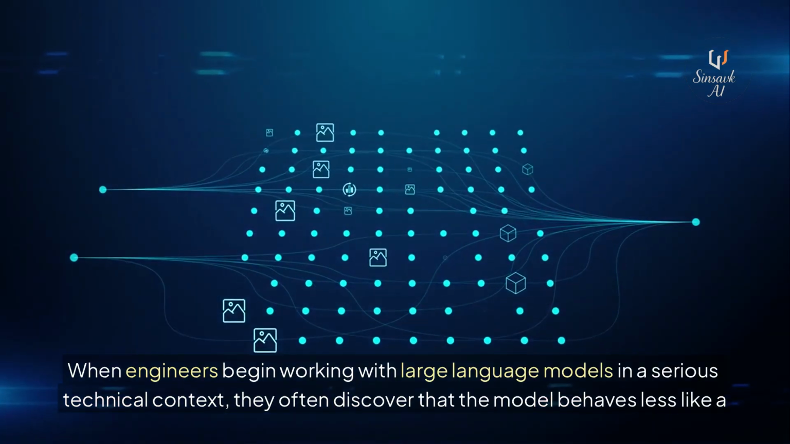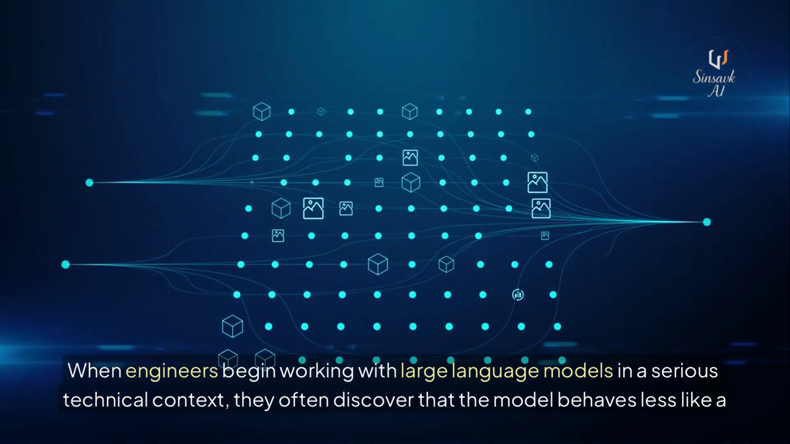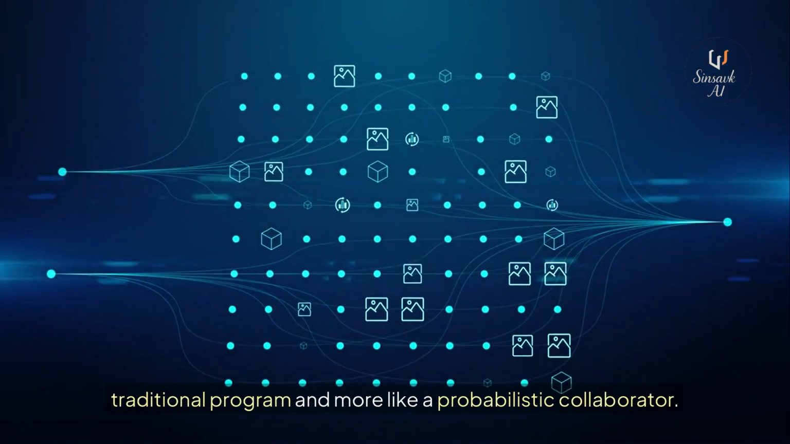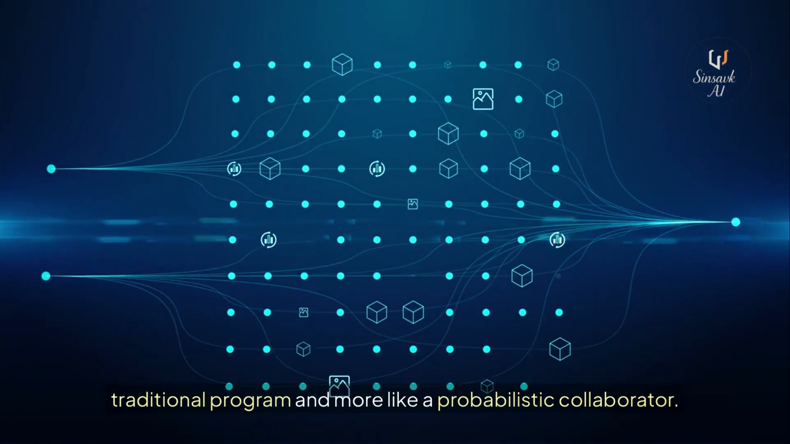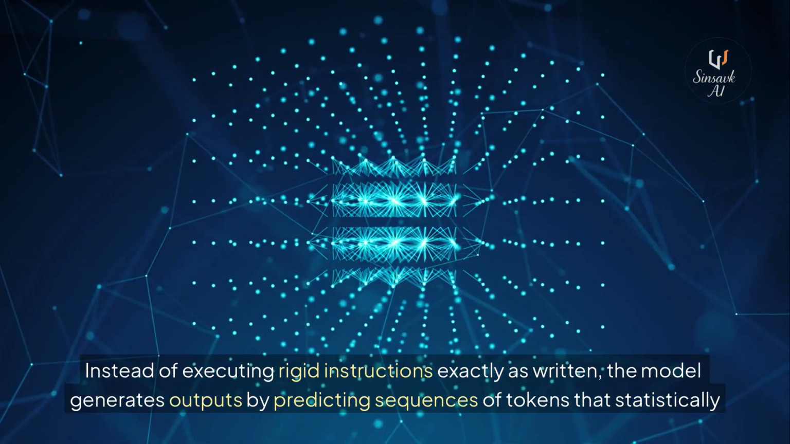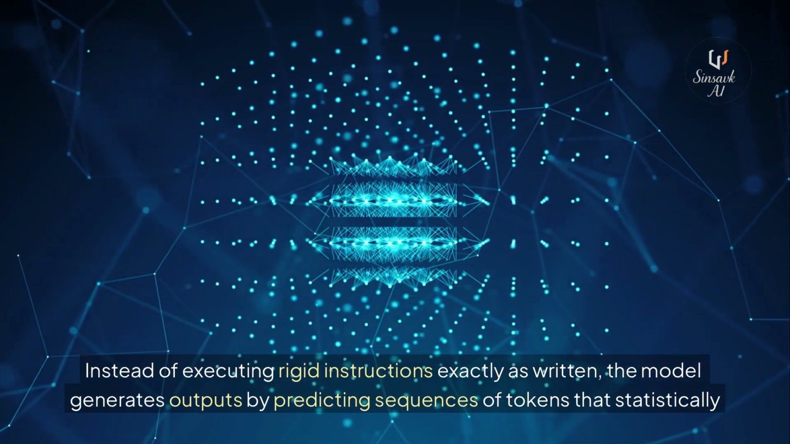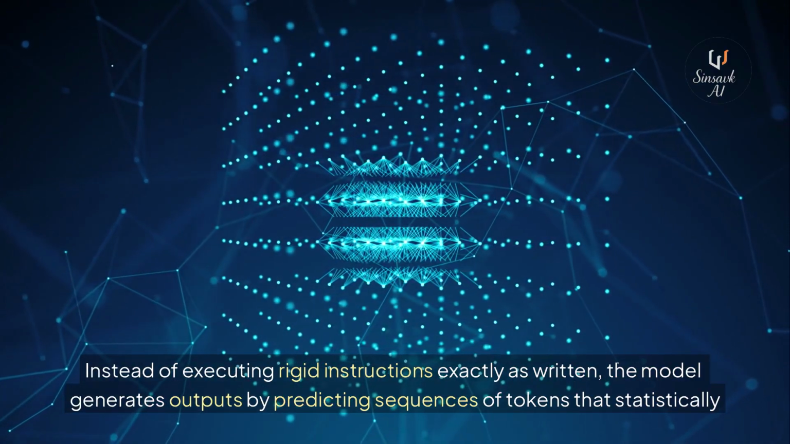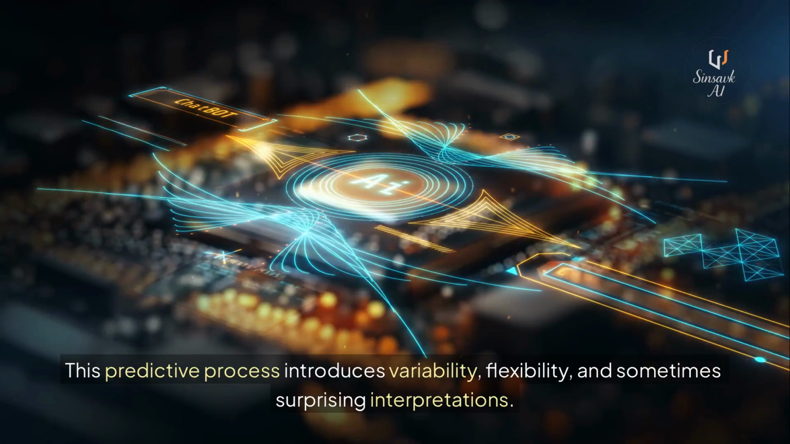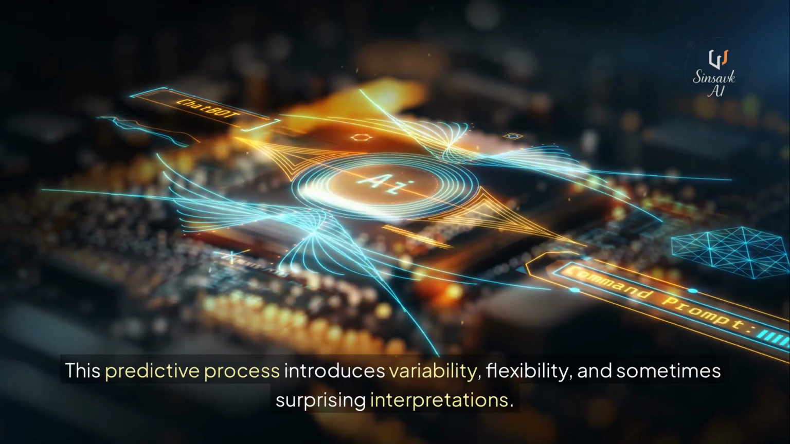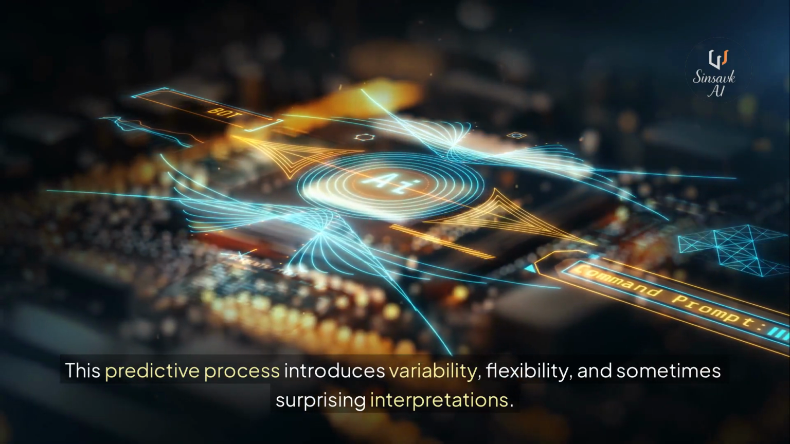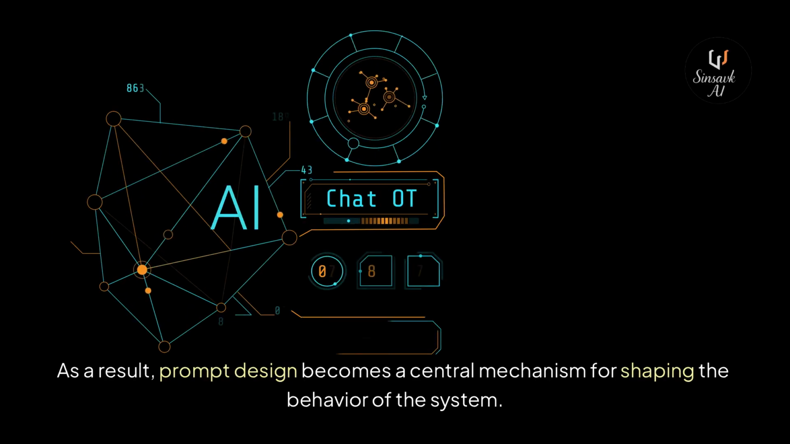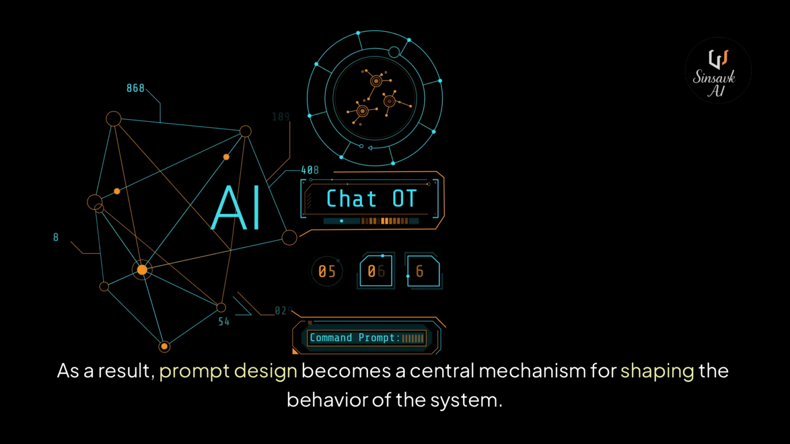When engineers begin working with large language models in a serious technical context, they often discover that the model behaves less like a traditional program and more like a probabilistic collaborator. Instead of executing rigid instructions exactly as written, the model generates outputs by predicting sequences of tokens that statistically follow from the prompt. This predictive process introduces variability, flexibility, and sometimes surprising interpretations. As a result, prompt design becomes a central mechanism for shaping the behavior of the system.